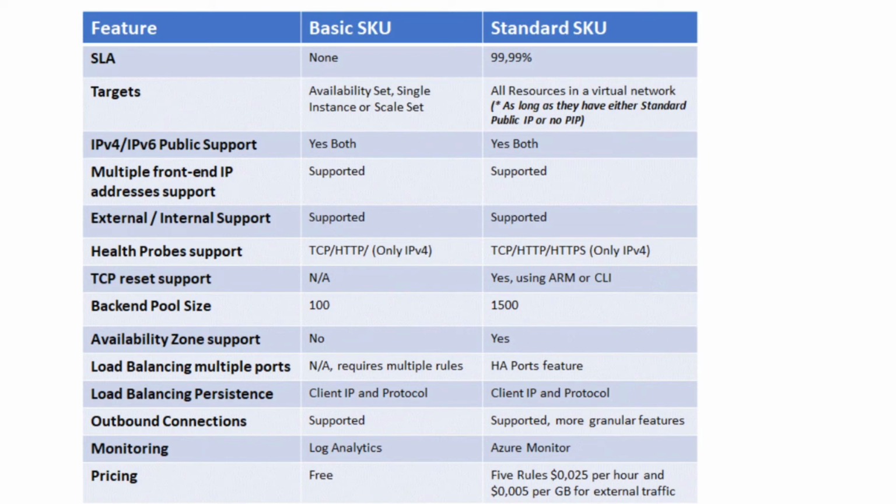IPv4 and IPv6 public support: yes, both basic and standard support these. Then we have multiple front-end IP addresses. Generally we create one front-end IP address, but we can also create multiple front-end IP addresses. It's supported in both. So these are the features. When we are going to create a load balancer, we need to compare both, and based on the requirements we decide whether we are going with basic or standard. These are the features we need to check before creating a load balancer.